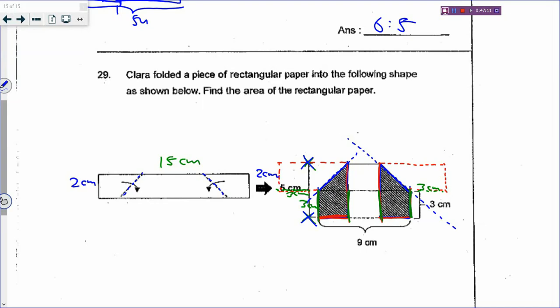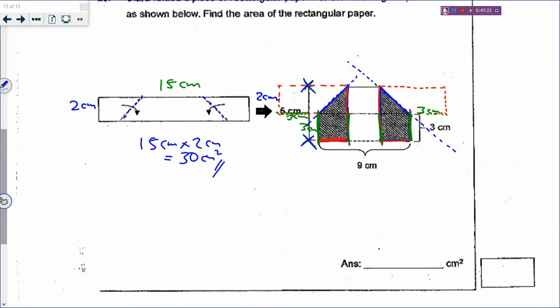And now, can you find the area of the rectangle? So you take 15 and you times 2. And the area of the rectangle is 30 cm square. And so for question 29, the answer is 30.